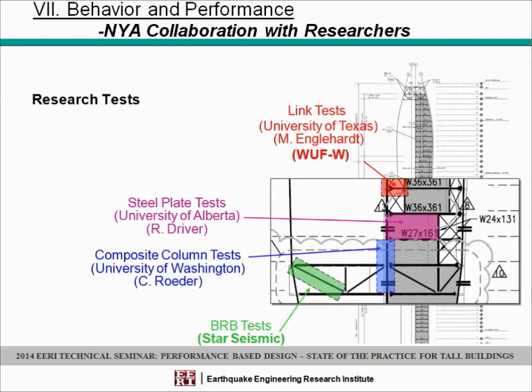Even, which I'm sure you've seen this before, the BRB test in the outrigger was done by Star Seismic, because that was the first one where we needed 2,200 kips load in the BRB element, which was composed of 4 elements.